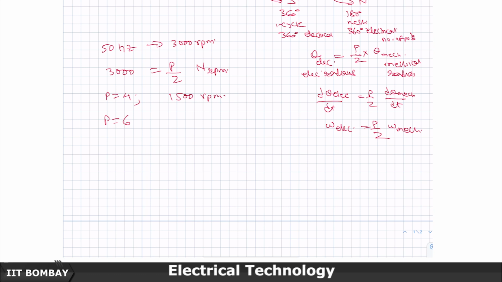If I take P as 6, P by 2 will be 3, 3000 divided by 3 will be 1000 RPM, and if I take P as 8, then it will be 3000 divided by 4 or 750 RPM. If I take P as 10, then it will be 3000 divided by 5 or 600 RPM.